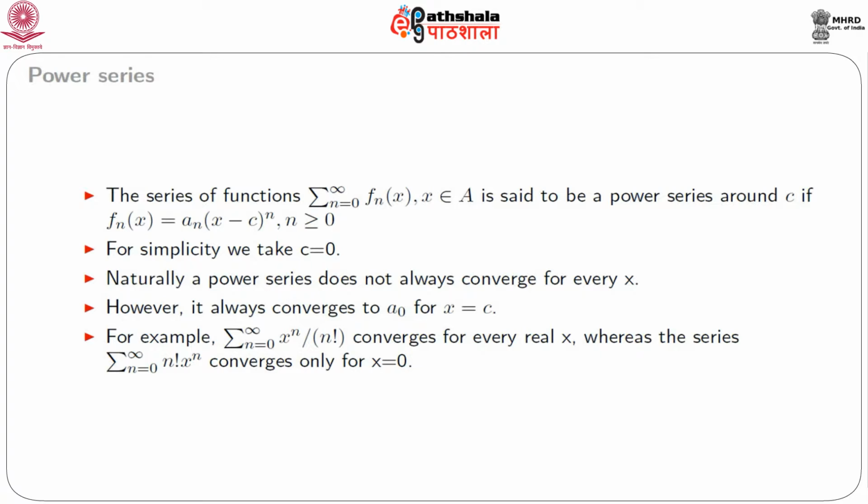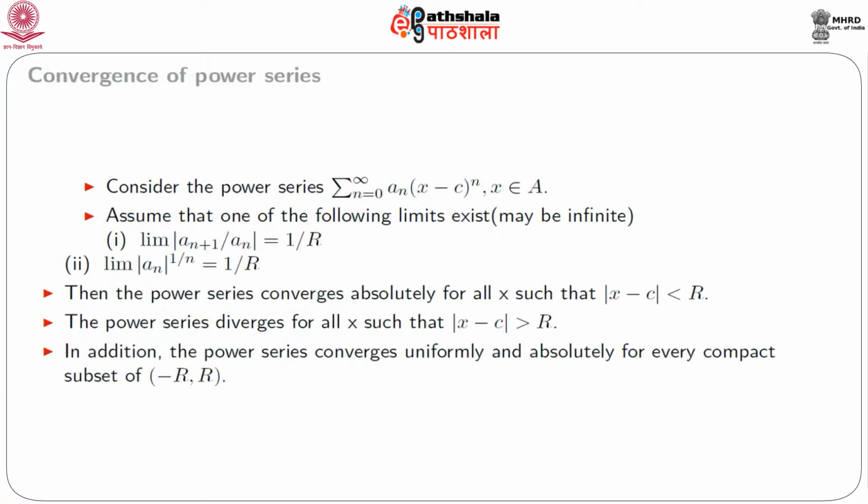Naturally, a power series does not always converge for every x, but it always converges to a_0 for x equal to c. For example, the summation over n from 0 to infinity of x to the power n divided by n factorial, which is nothing but the exponential e to the power x, converges for every real x, whereas the series summation of n factorial multiplied by x to the power n converges only for x equal to 0. So, let us discuss convergence of power series.